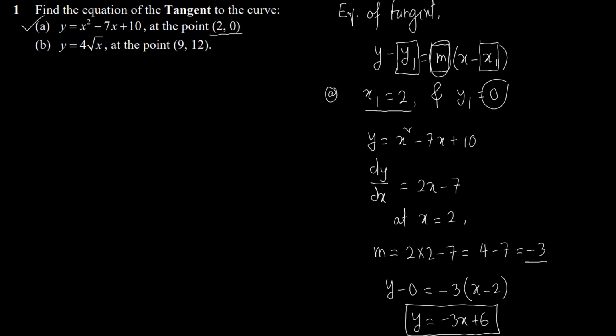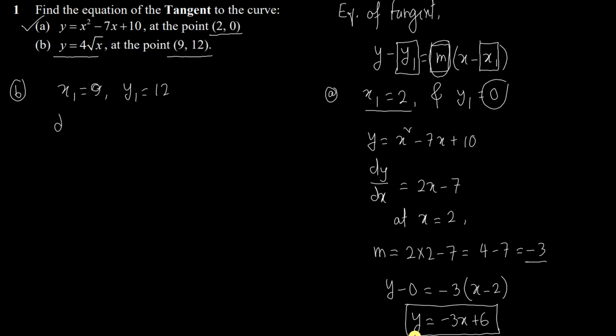So let's go for question number b. The curve equation is given, and similarly there is a point given, (9, 12). So we can find the equation. Here our x1 value is 9, and accordingly the y1 value is 12. So we just need to find the value of m.